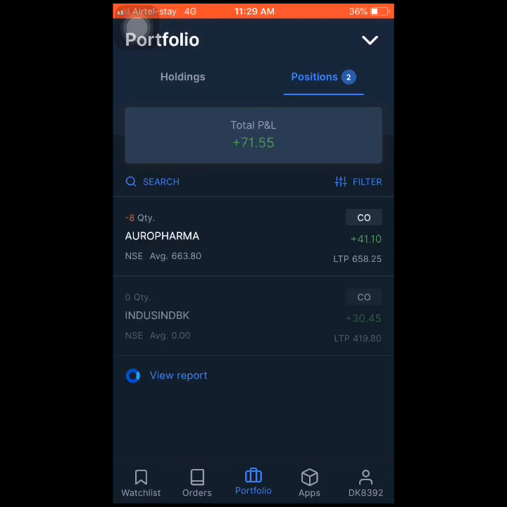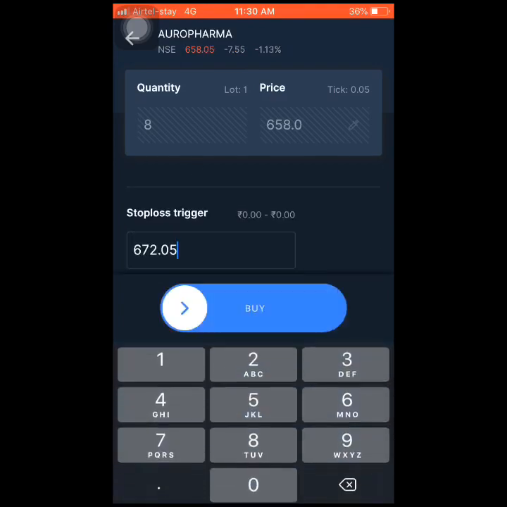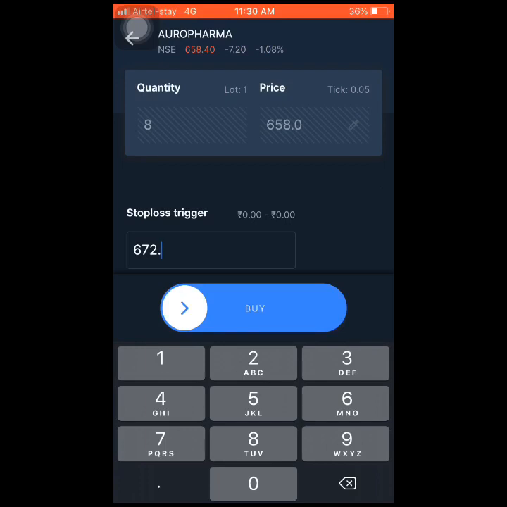Guys, now the time is 11:29 and Aarti Pharma is at 658. We can exit now. We have done a 6 rupees profit in one itself. We have only 8 quantity, shorted 8 quantity in a cover order, and let's exit now. 42 rupees profit now. Let's exit, guys. 657.7.